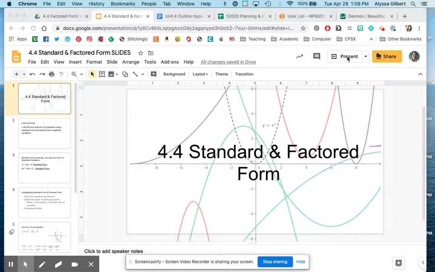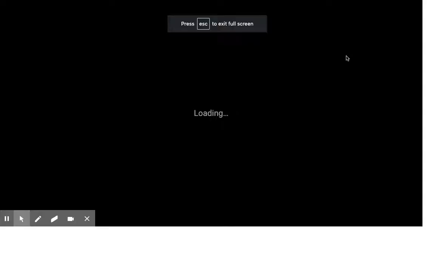This is the fourth lesson of our quadratic unit, and today we're going to look at the two forms of quadratic equations that we briefly talked about last lesson and what information we can get about the graph directly from the equations. Okay, so I'm going to go into presentation mode here. Here we go.